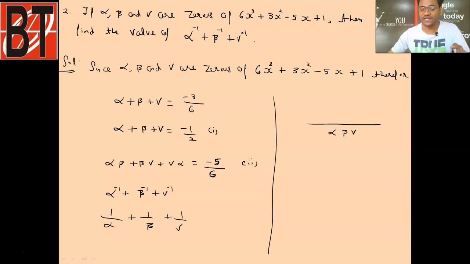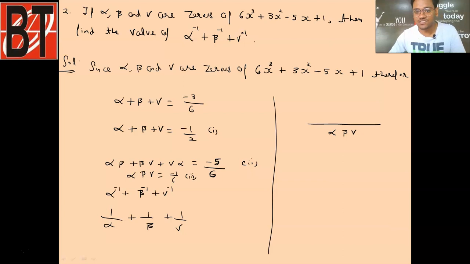Okay, we will be writing the alpha beta gamma also. The third relationship was alpha beta gamma. Let me just write here the third relation also, alpha beta gamma is equal to minus d by a. So minus d by a means minus 1 by 6. So it will be equal to minus 1 by 6. That's my equation number 3.